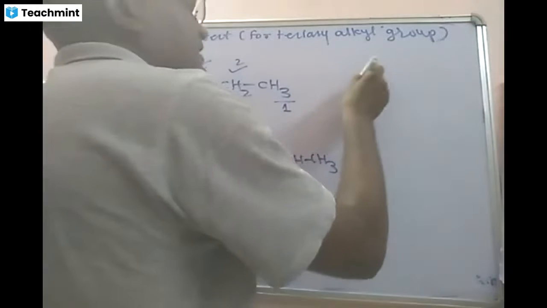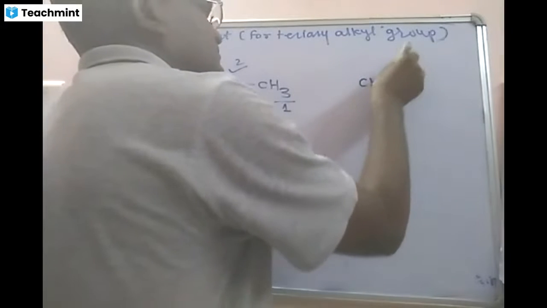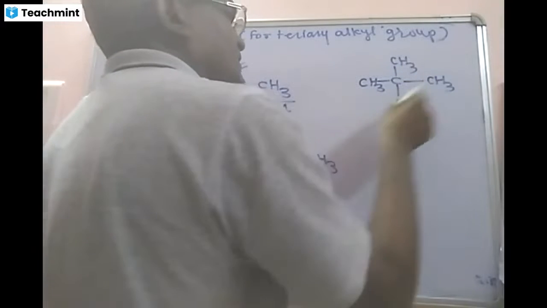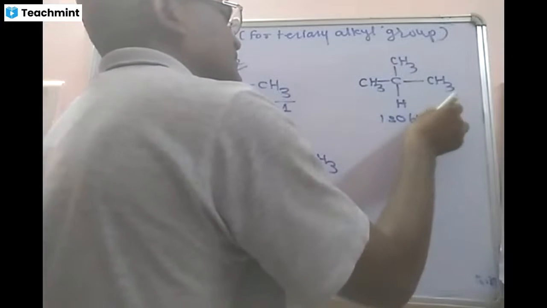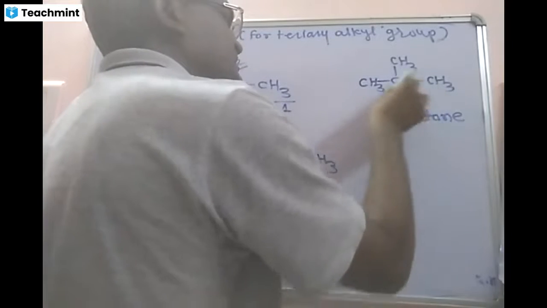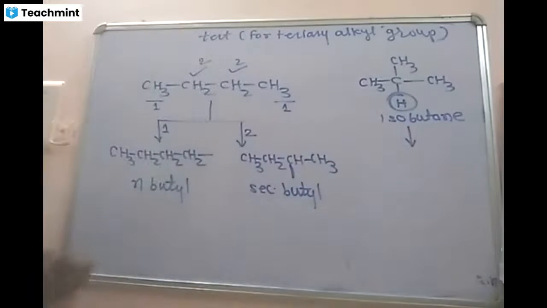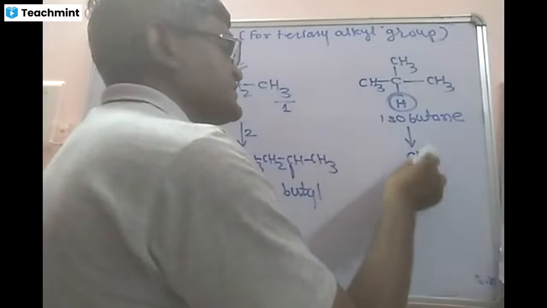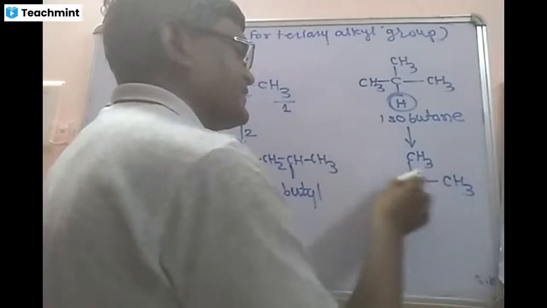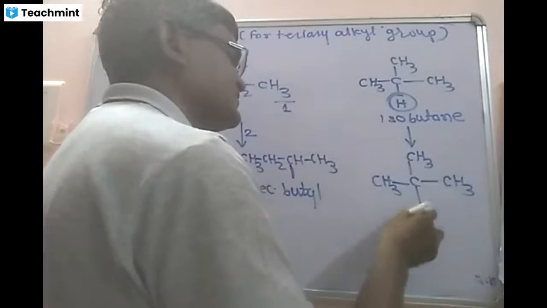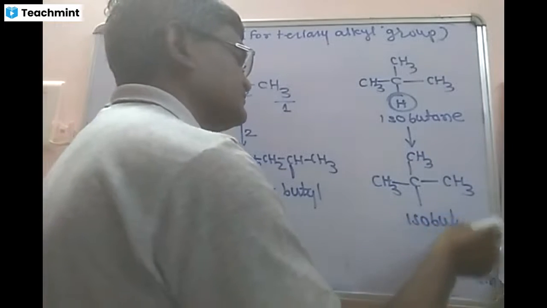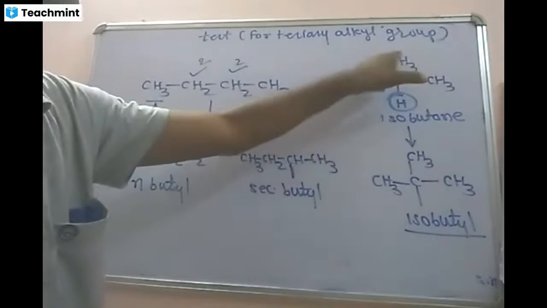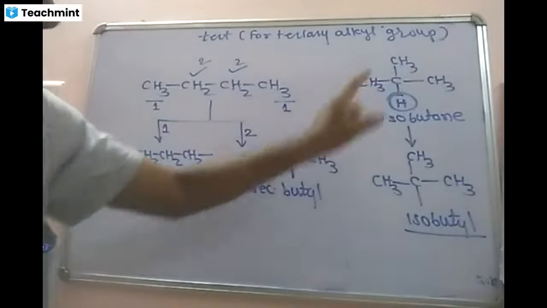अब मैं इसको थोड़ा सा अलग टाइप में लिखता हूं. This is what? Isobutane, and you are removing this hydrogen, then you are getting another alkyl group. If you are removing this hydrogen, then you are getting one of the group known as CH3C. This is symmetrical from all sides, so this is known as isobutane.